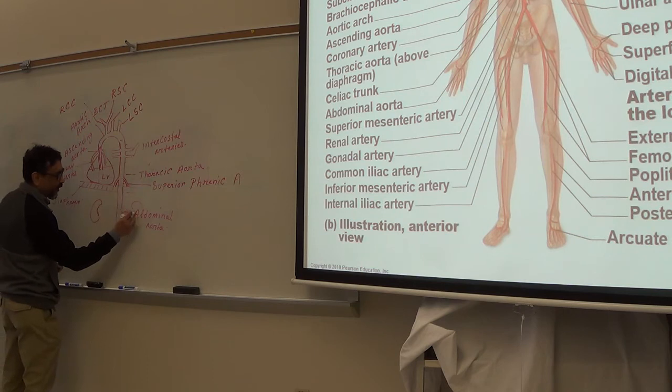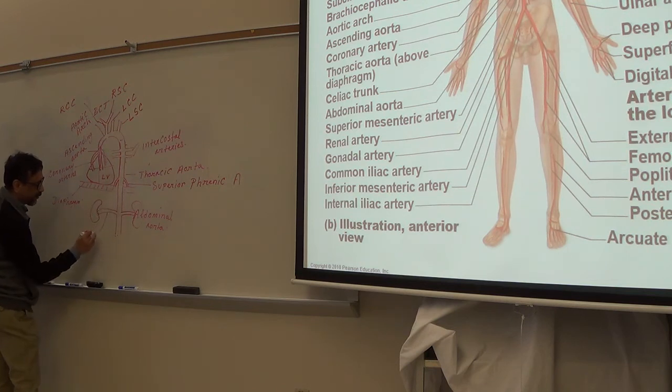So from the abdominal aorta, arteries go to the kidneys. Those are called what? Renal. Make sense? Arteries, two.